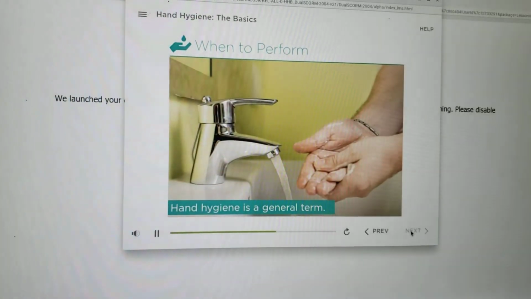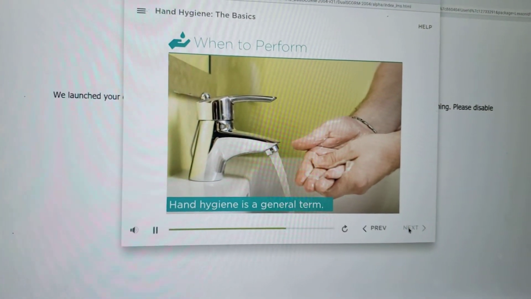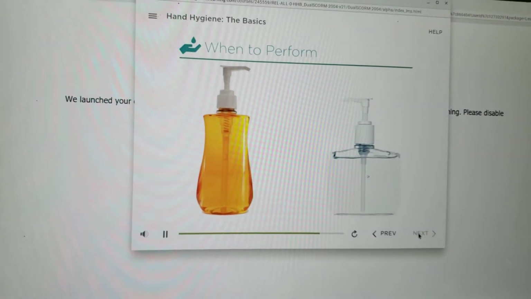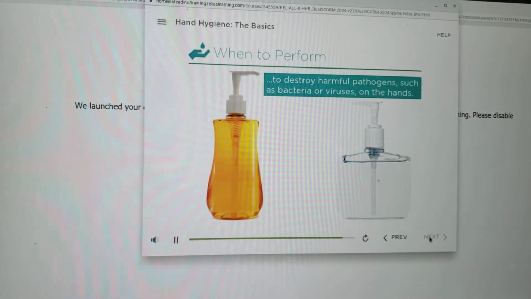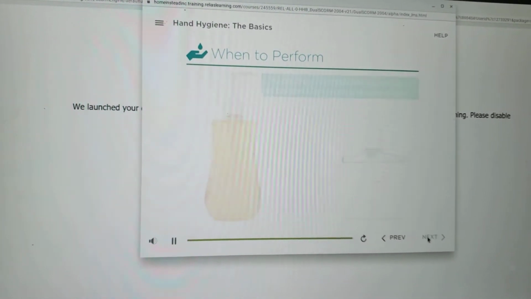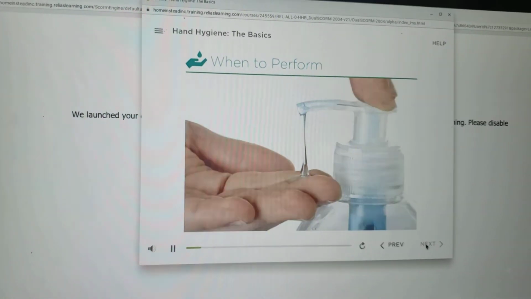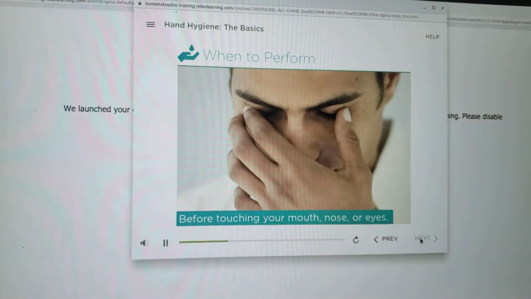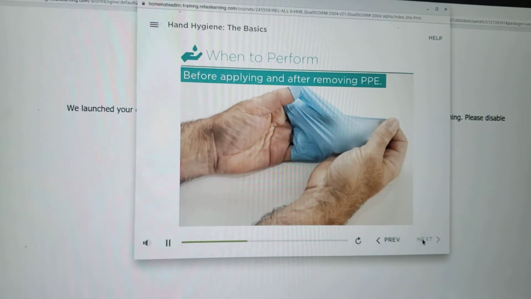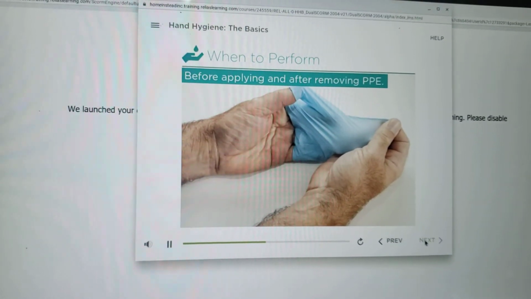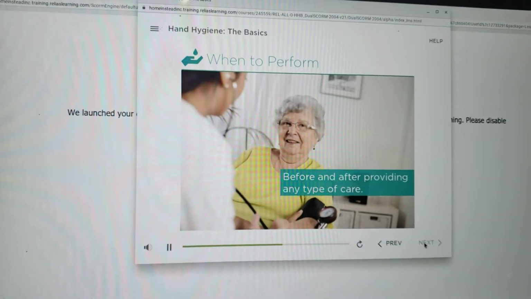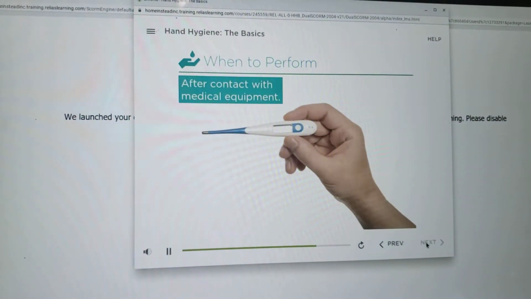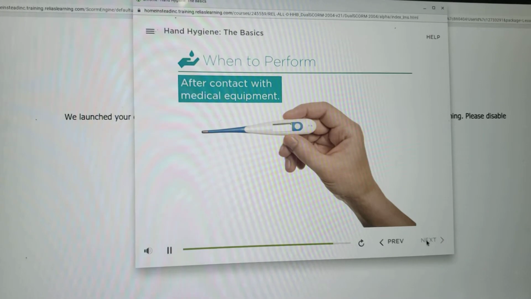Hand hygiene is a general term that describes hand washing using soap and water or the use of an alcohol-based hand rub, ABHR, to destroy harmful pathogens such as bacteria or viruses on the hands. You should always perform hand hygiene when you arrive for work and when you leave for the day, before touching your mouth, nose, or eyes, before applying and after removing personal protective equipment, for example, gloves, before and after providing any type of care, after contact with intact skin, after contact with medical equipment or other environmental surfaces that may be contaminated.